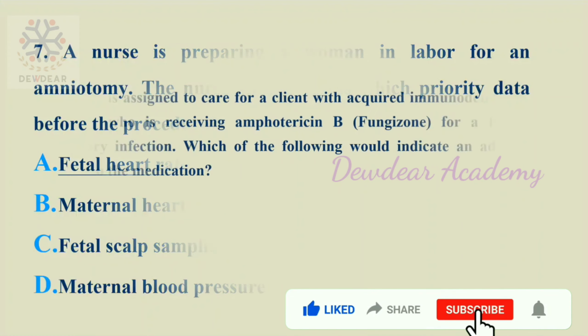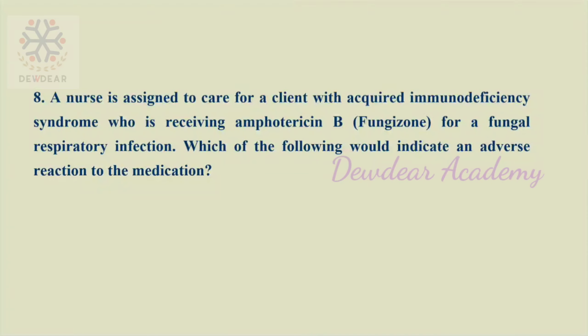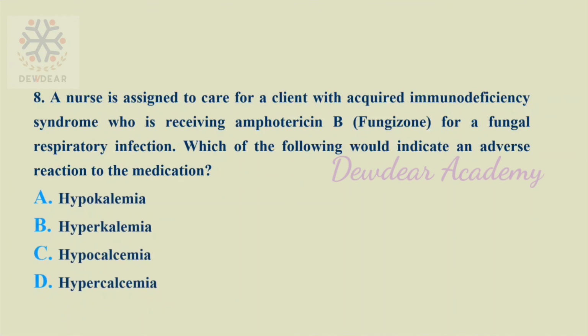The next question. A nurse is assigned to care for a client with acquired immunodeficiency syndrome who is receiving amphotericin B for a fungal respiratory infection. Which of the following would indicate an adverse reaction to the medication? Options: hypokalemia, hyperkalemia, hypocalcemia, hypercalcemia. The correct answer here is hypokalemia.